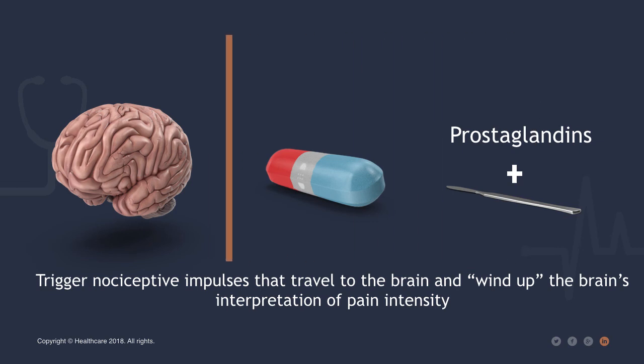For our purposes, one of the greatest benefits of nonsteroidal anti-inflammatories is their ability to block the production of prostaglandins, which trigger nociceptive impulses, or pain impulses, that travel to the brain and wind up in the brain's interpretation of the pain intensity. What this diagram is trying to describe is that it's best to give Motrin prior to our numbing medicine wearing off for any type of procedure that's pain-inducing, such that the prostaglandins do not have a chance to trigger these nociceptive impulses, and therefore the pain intensity is not greater.